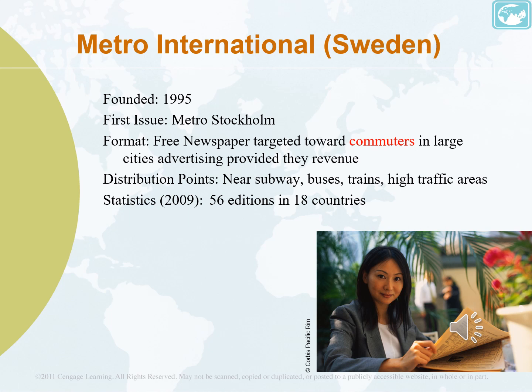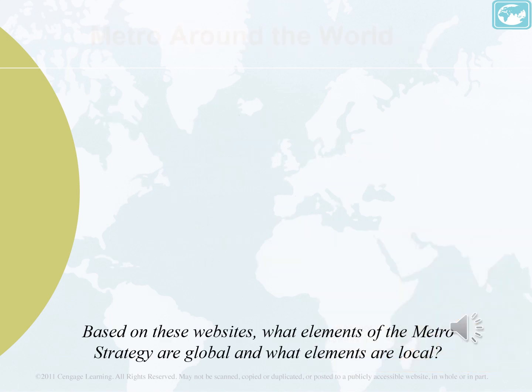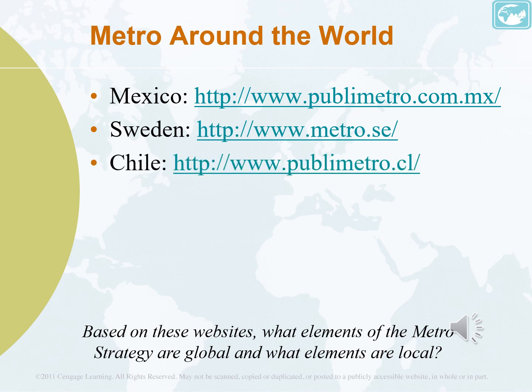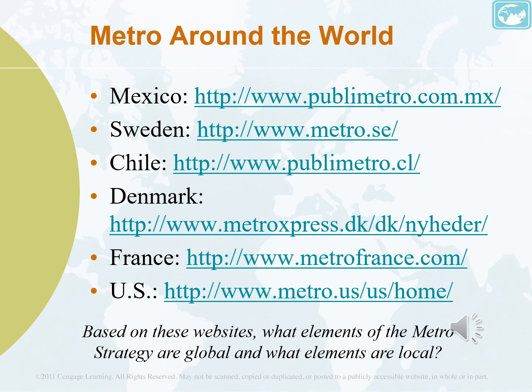Advertising provided their revenue, right? The distribution points for the paper are near subways, buses, trains, high traffic areas, right? In 2009, they had 56 editions in 18 countries, in 15 languages, with 70 million daily readers. Now they're around the world in different countries: Mexico, Sweden, Chile, Denmark, France, and the US. Right?